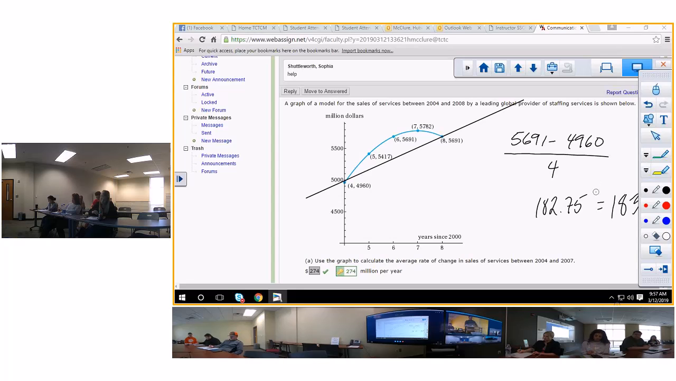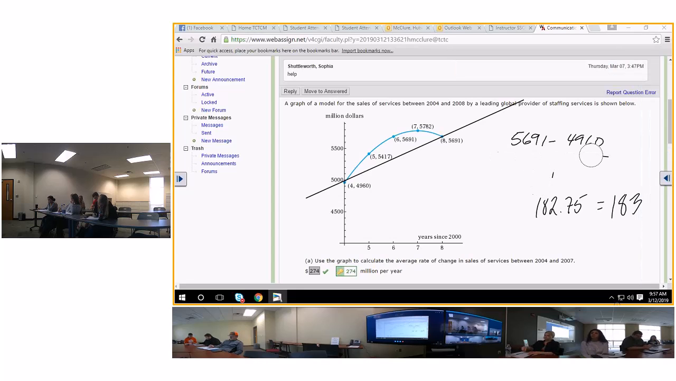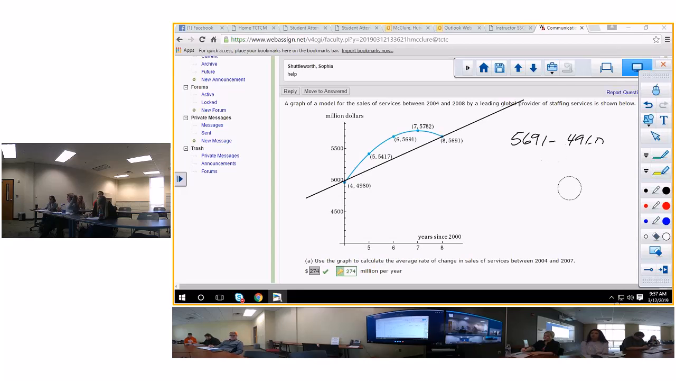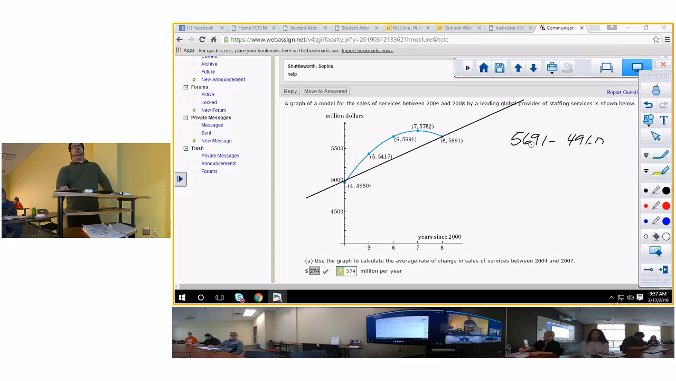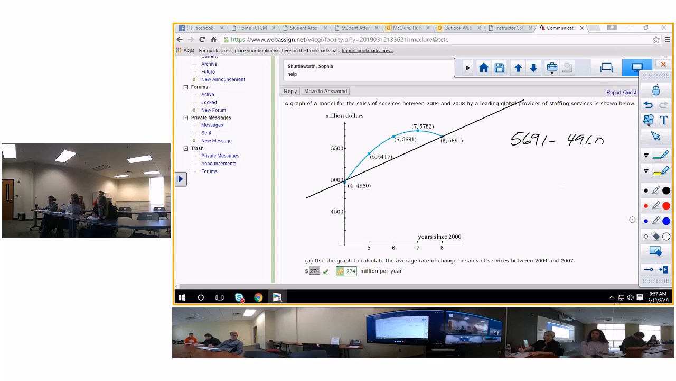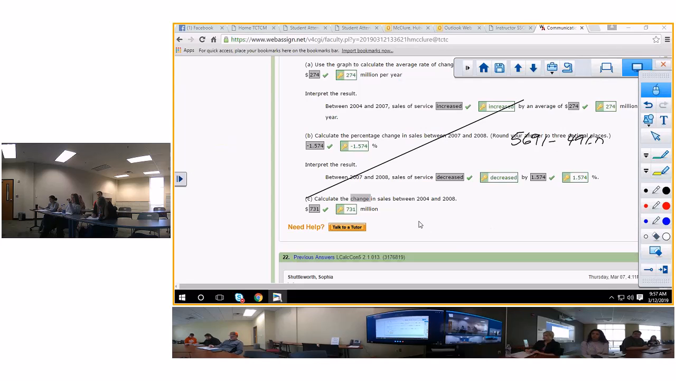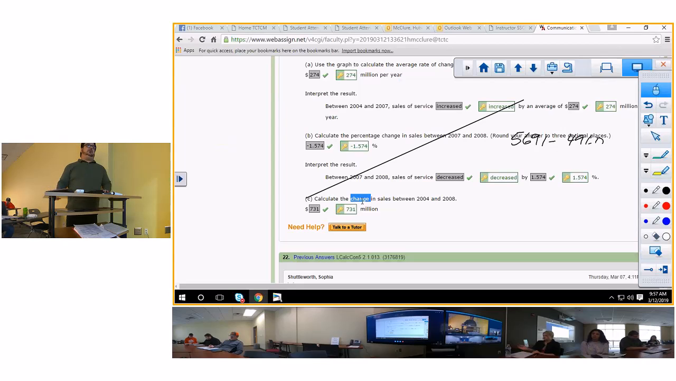Okay, so forget it. Don't divide by 4. They just want the change. So that would be new minus old. So forget that. Thanks for that 183, but we don't need it. If you take just the change, that would be 5691 minus 4960. What does it come out to be? 731. Let's see what they get. So don't read into it like I just did. Just do the change. New minus old. So that one ain't too bad.